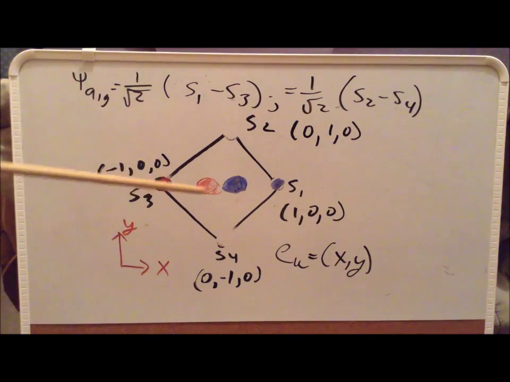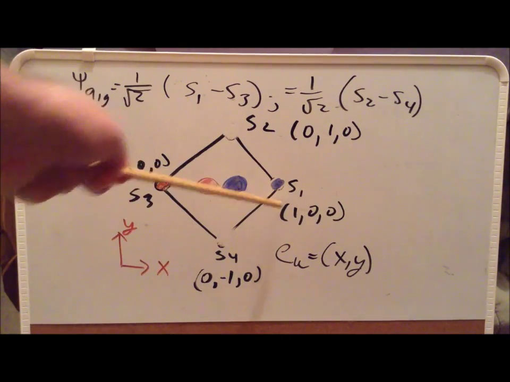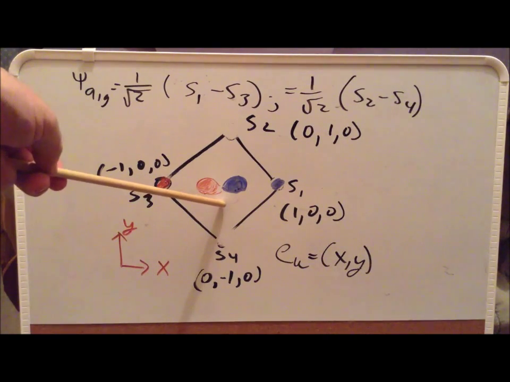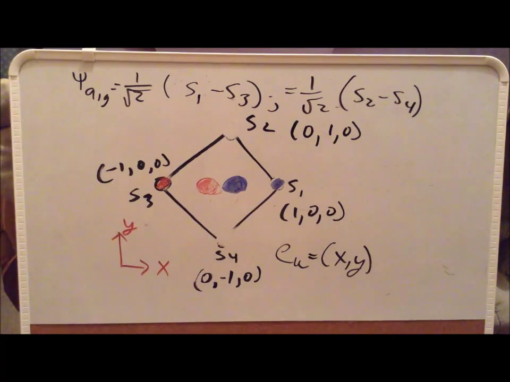And we've drawn this particular function here. So we see blue for S1 and red for S3 because they have opposite phases. And the orbital that has the proper symmetry to combine with this symmetry adapted linear combination is a 4px orbital on the central transition metal element.